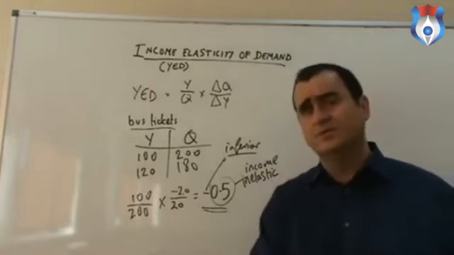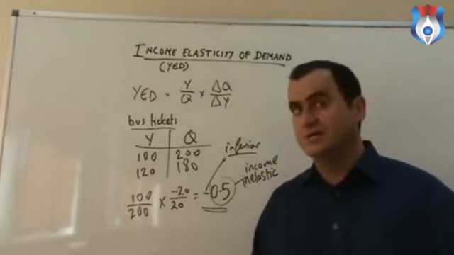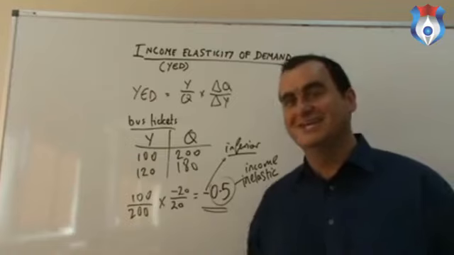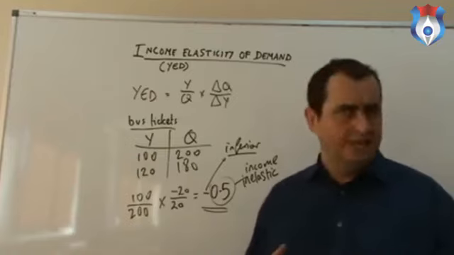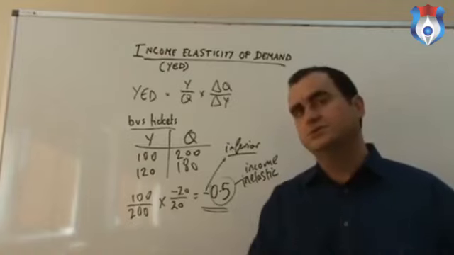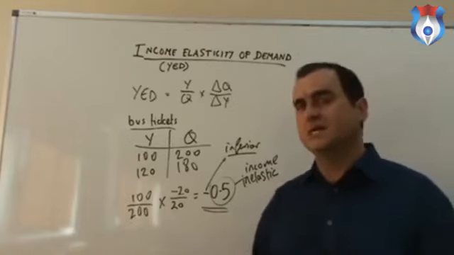The sign and the size, that's the trick with income elasticity of demand. Sign will tell you, is it normal, is it inferior? Size will tell you the size of the elasticity. Is it income elastic, if it's over 1, or income inelastic? Look at those two things separately, the sign and the size.